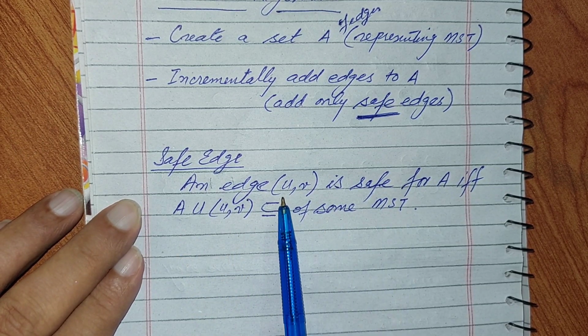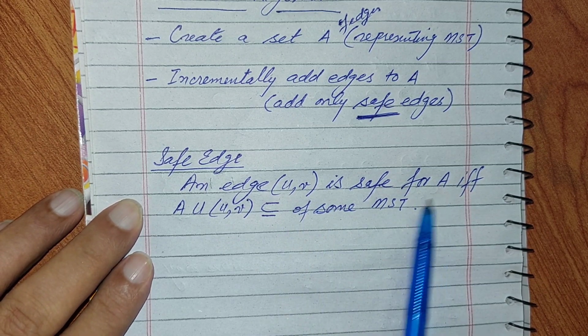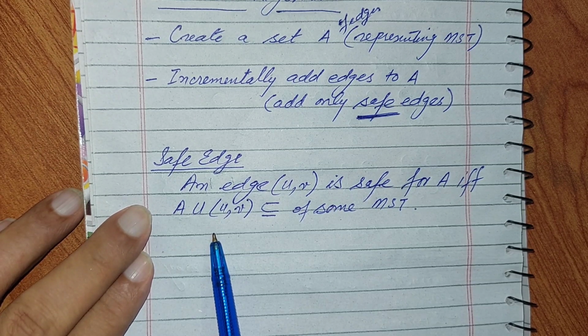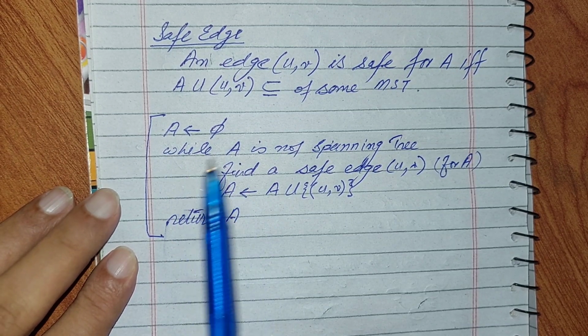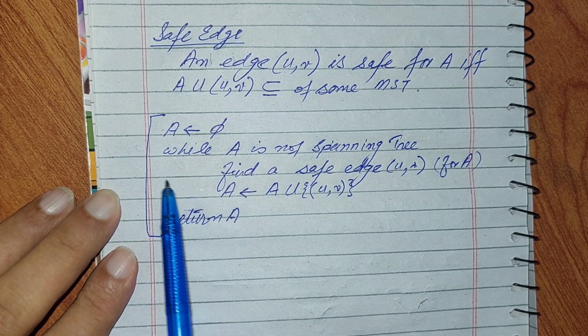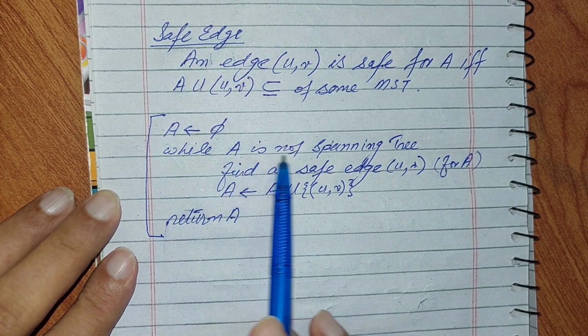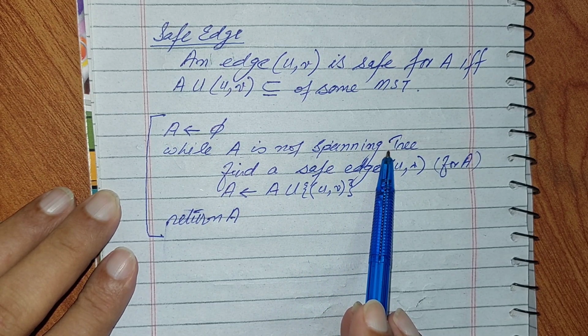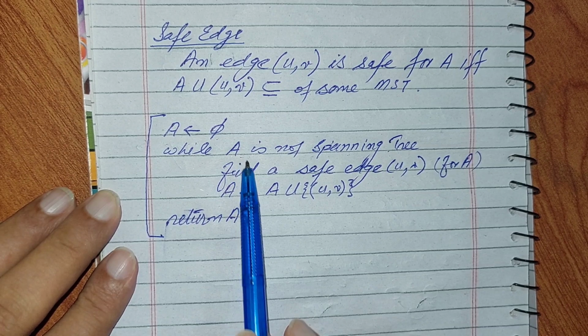So that means if you add this edge into the MST, that is A, then it would be belonging to some MST. Only then will we say that this edge UV is a safe edge. Here we can see a generic algorithm that we have been discussing, starting with the empty spanning tree, while A is not a spanning tree, until A becomes a complete tree covering all the vertices.